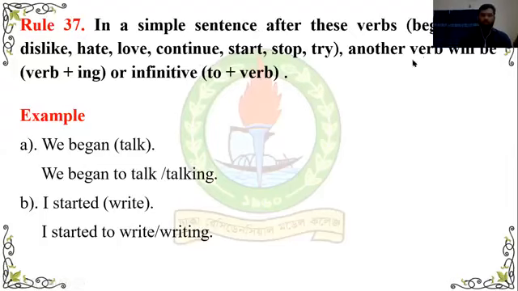These verbs always take two forms of another verb. One is to plus the base form of the verb, that means infinitive, and another form is verb plus ing, which is a gerund. So hope you have understood it. Is it clear to you, guys?